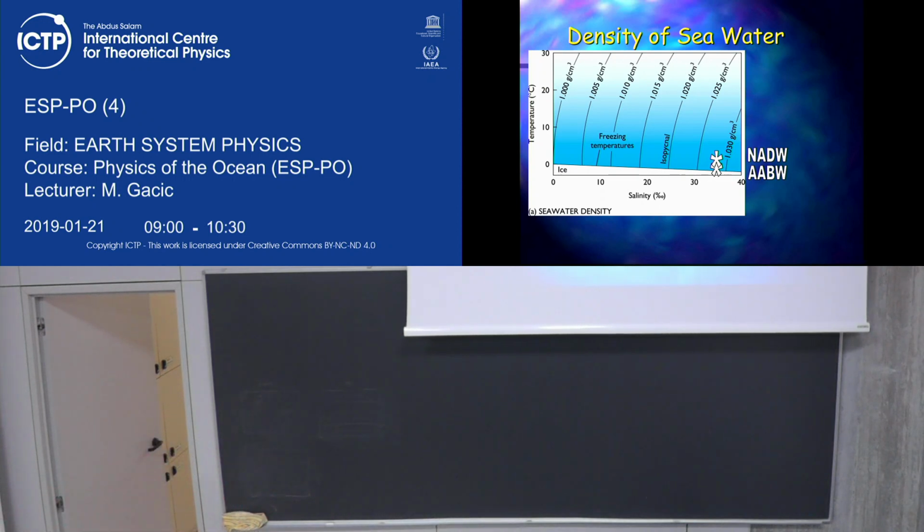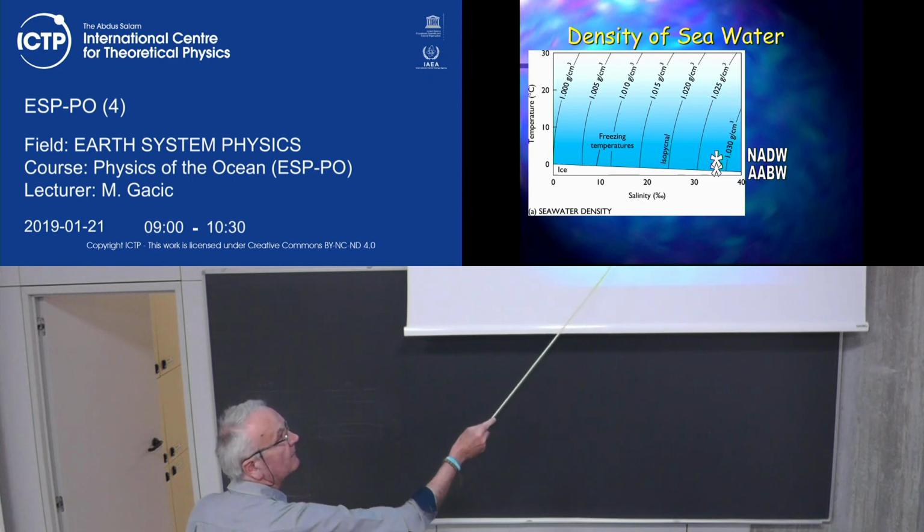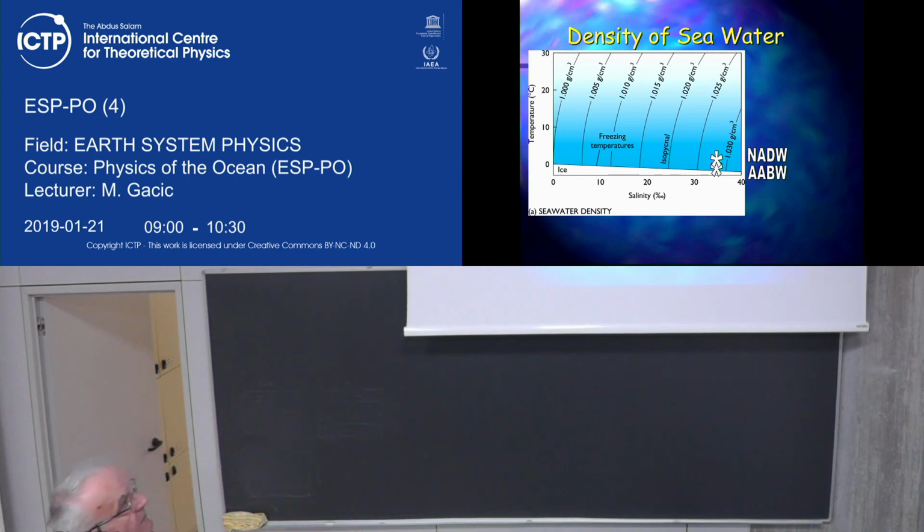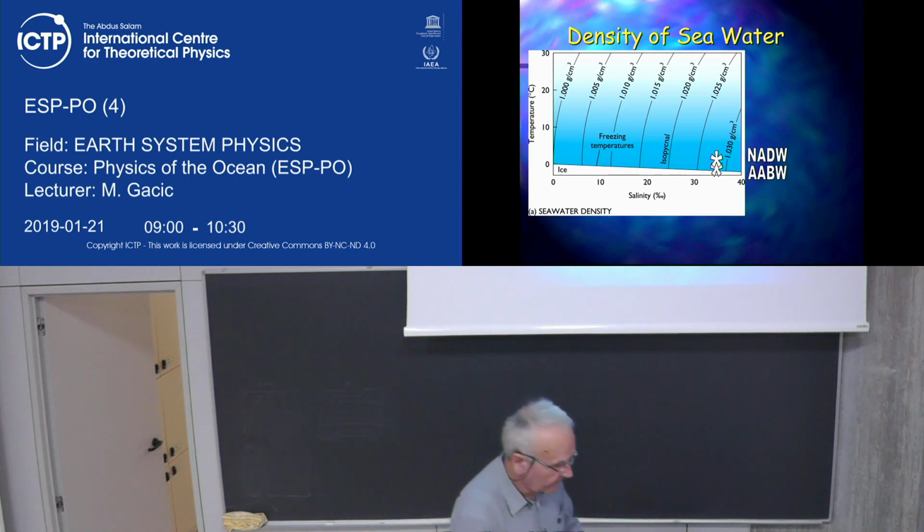You can see how small the differences are in temperature, salinity and density between water masses. This is why we have to have a high accuracy of the measurements of both temperature and salinity. So all of this enormous amount of water is concentrated in this part of the TS diagram, the diagram showing the relationship between temperature and salinity.